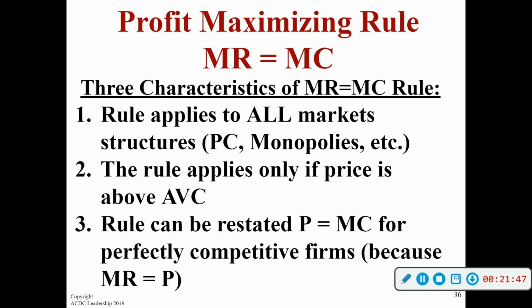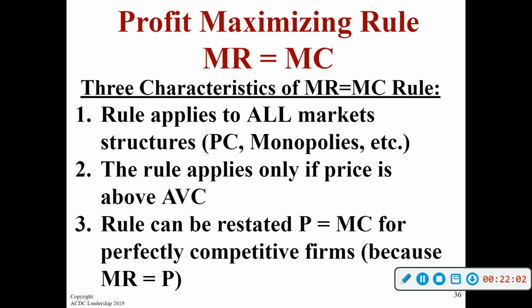And then just for perfect competition, you can reinstate the rule that price is equal to marginal cost because of that MR equals D curve. Price and marginal revenue are the same. Now when we get to the other market structures, price and marginal revenue will no longer be the same. How do you know which market structure it is? You'll be able to recognize them because the graphs are going to look different.